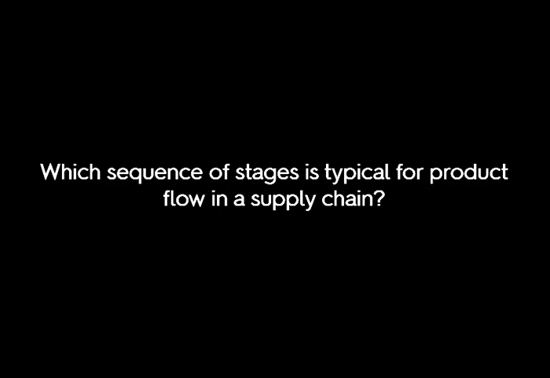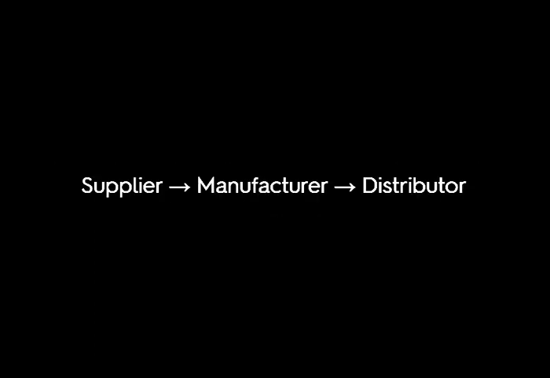Information and product both flow upstream and downstream in a supply chain. Which statement about supply chains is best? Flows in a supply chain may be managed by an intermediary. Which sequence of stages is typical for product flow in a supply chain? Supplier Y, manufacturer Y, distributor.